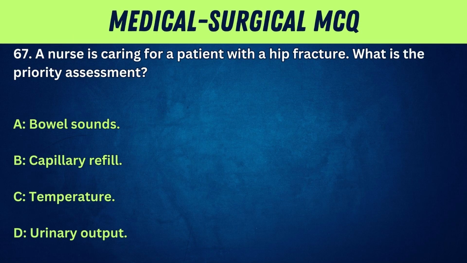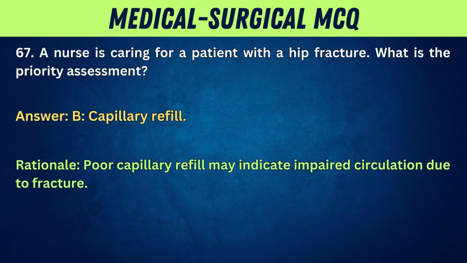67. A nurse is caring for a patient with a hip fracture. What is the priority assessment? A. Bowel sounds. B. Capillary refill. C. Temperature. D. Urinary output. Answer: B. Capillary refill. Rationale: Poor capillary refill may indicate impaired circulation due to fracture.